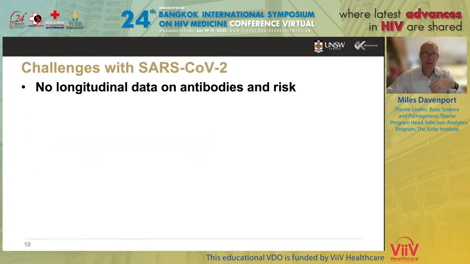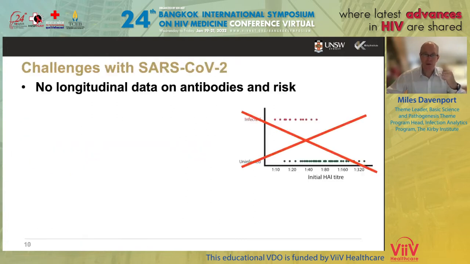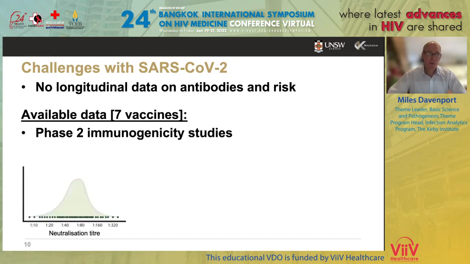But this time last year, we had no longitudinal data on antibodies and risk. Although there had been phase 2 and phase 3 clinical trials, they didn't have the results for all the antibodies before the trial, so it wasn't possible to do this type of analysis. But what we did have at the time was the phase 2 immunogenicity studies from 7 different vaccines. For each of those, they had run neutralization assays and measured the neutralization titer in their particular assay for a given vaccine.